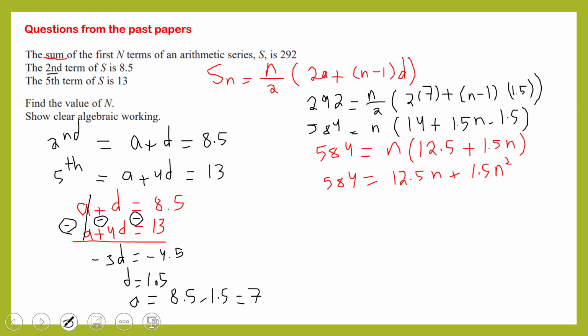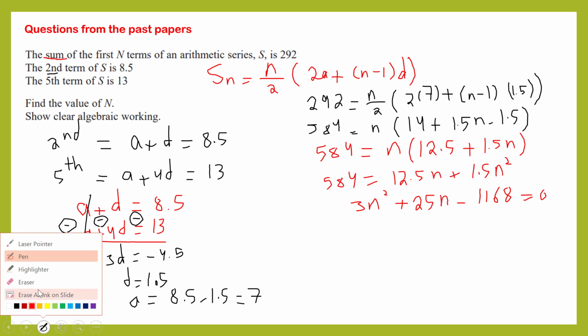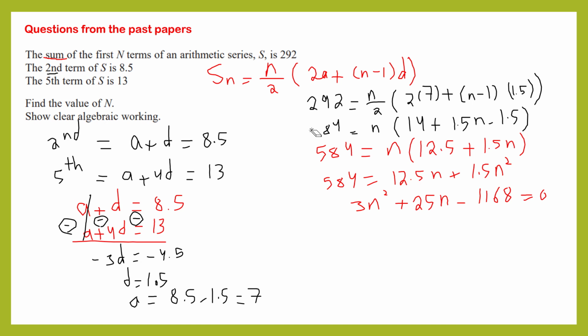And then to avoid having the decimal, you can multiply the whole equation by 2. It will be 3n squared plus 25n, and then you take this to the other side and multiply by 2. 584 multiplied by 2, the answer will be 1168, but it will be negative. 1168 is equal to 0. So now we got a complete equation in n. We will do factorization to get the answer for this one.